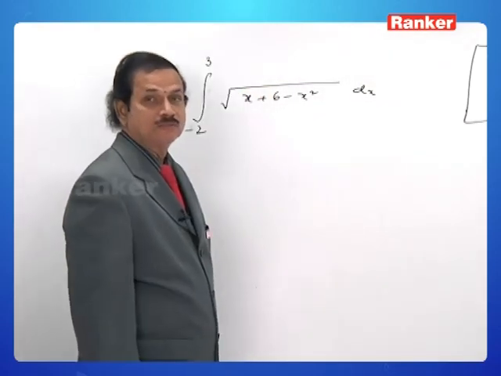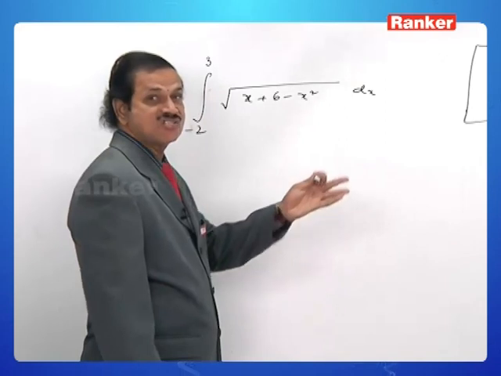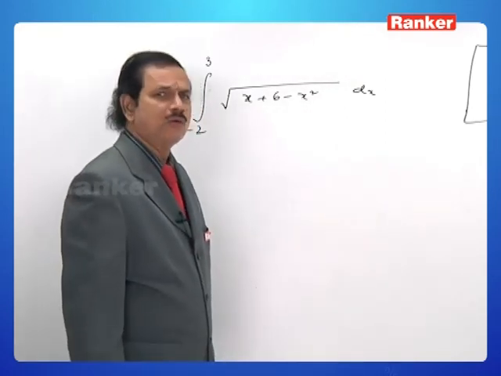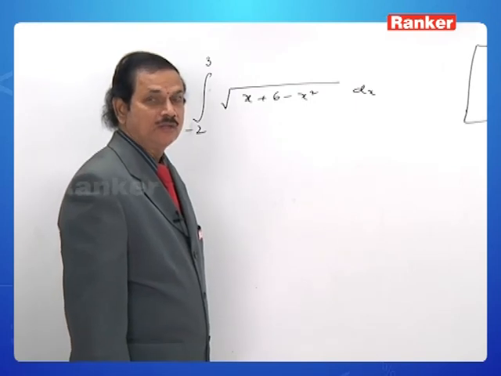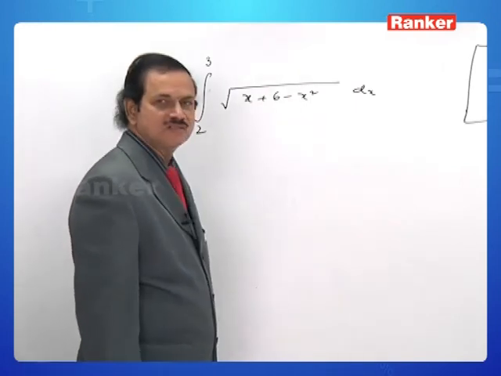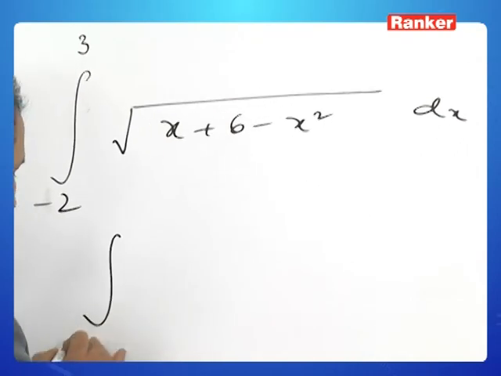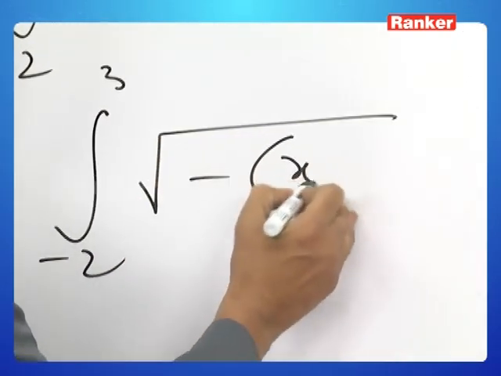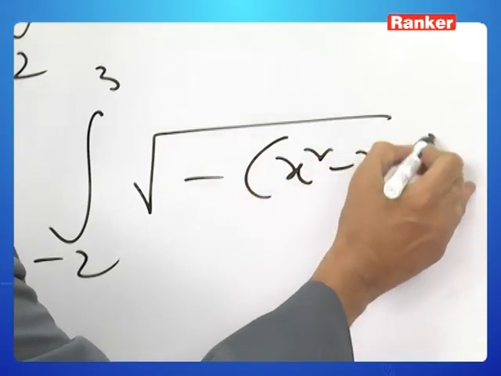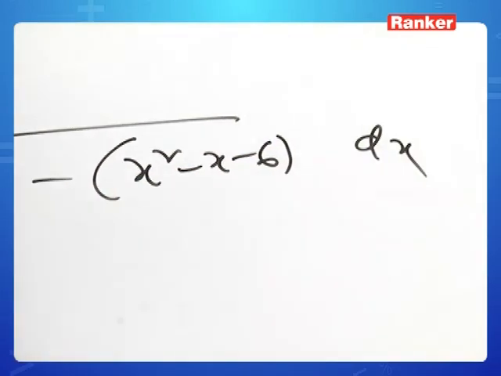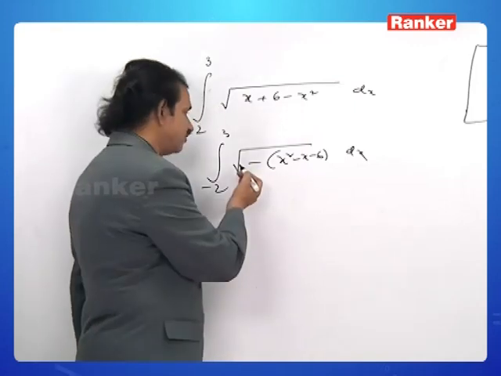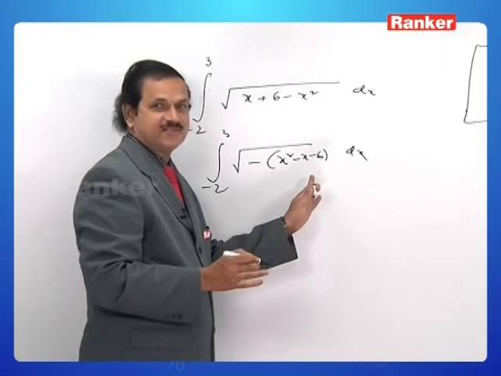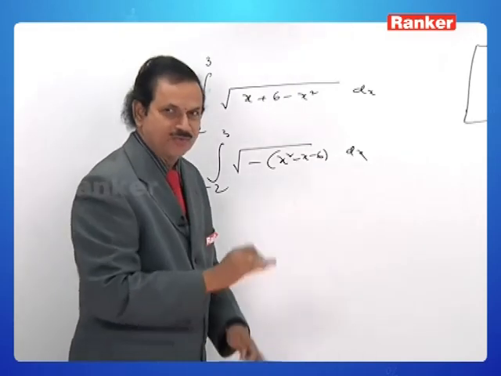You may get a doubt: is it in the standard form or not? How do you get that observation? You try to factorize this. What are the factors for that? Minus 2 to 3, square root of minus x square minus x minus 6. Am I correct? There is a negative symbol inside the square root. Besides that, another quantity is also there. We shall look after it, don't worry.